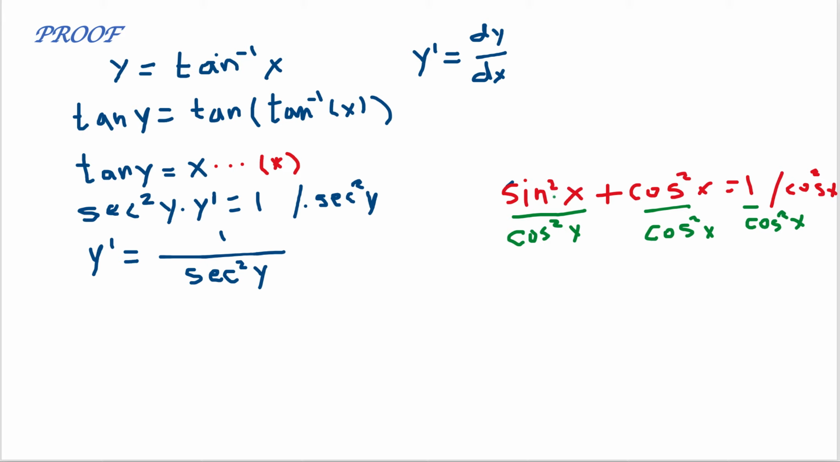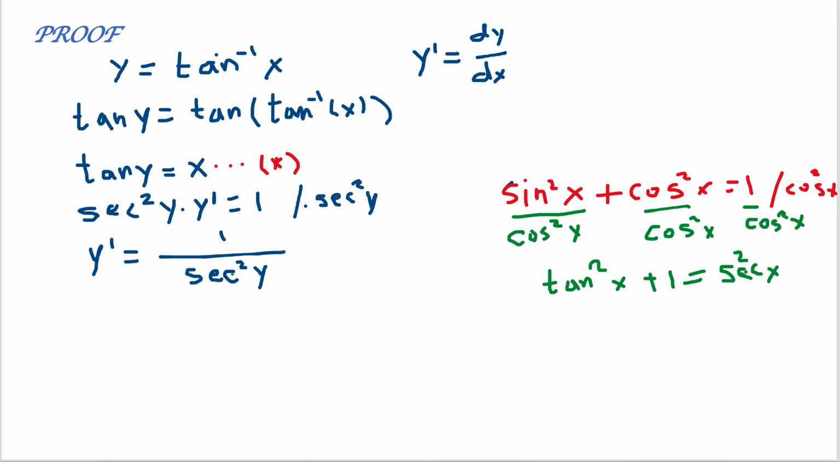Now here, sine square x divided by cosine square x is tangent square x. And cosine square x divided by cosine square x is just 1, so it is plus 1. And this is equal to 1 over cosine square x, which is secant square x. And now secant square x is equal to tangent square x plus 1.